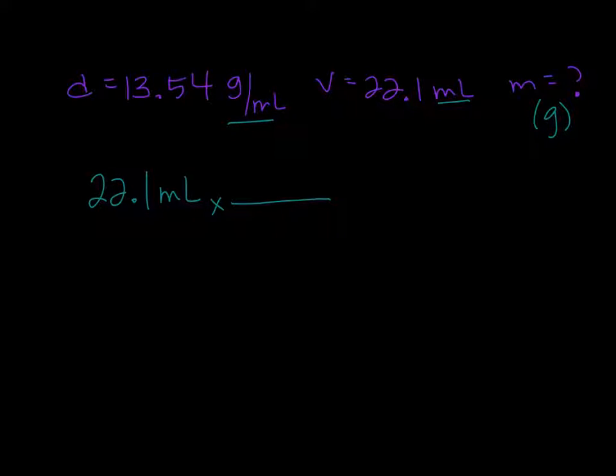And this time, I want milliliters to go away, and I want to end up with grams. So I'm going to put my density on the top this time, the 13.54 grams for every single milliliter. So milliliter ends up canceling out, which we wanted, and we wanted to end up with grams. So now I just have to take 22.1 times 13.54. And you end up getting 299 grams.